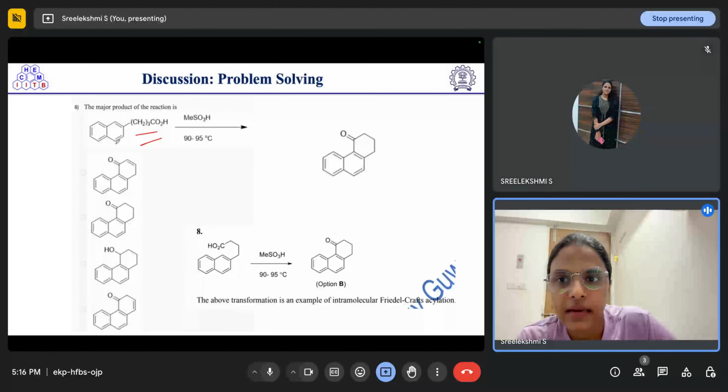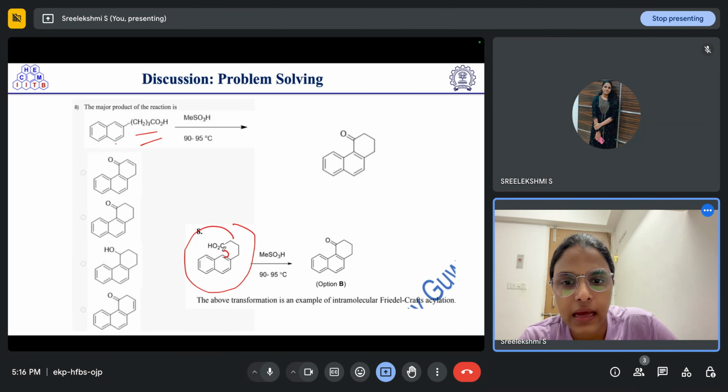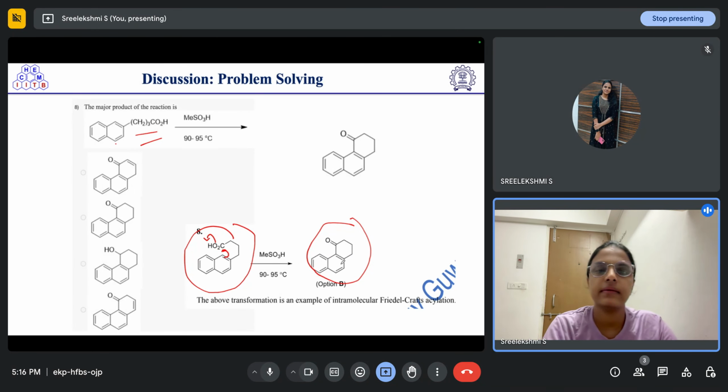So this starting material is given here. Once this bond will attack over this carbon, that OH group will be leaving out and we will be getting this one and then aromaticity is retained. So this is an example for intramolecular Friedel-Crafts acylation.